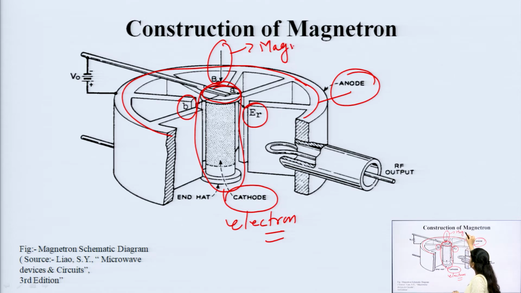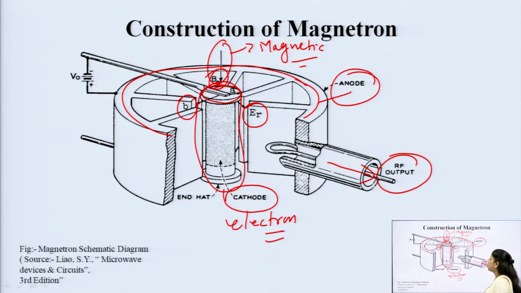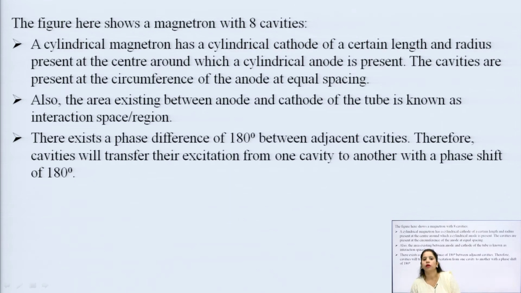structure is present, which is used to provide a magnetic field source of B naught, and here we can have the RF output, and this V naught is just used for the biasing of the circuit. So, this is the basic construction of a magnetron. Let us go one by one. The cylindrical magnetron has a cylindrical cathode, already seen by you, represented by having a radius of A, of certain length, present at the center, around which is a cylindrical anode, the outer one.